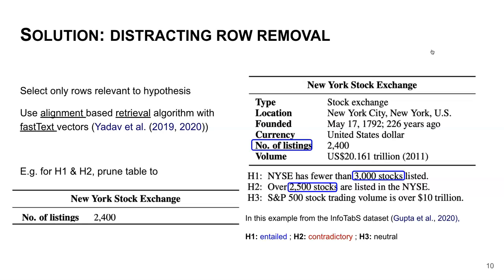To resolve this problem, we only keep relevant rows, and to find relevant rows we use an alignment based retrieval algorithm, which aligns tokens in the hypothesis with keys and values in the premise sentences from the table. Here you can see we are able to clearly identify for H1 and H2 that number of listings is the only relevant row. We use fastText vectors because they are computationally efficient and good.